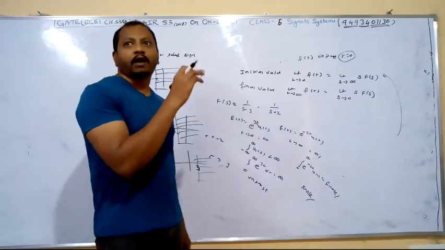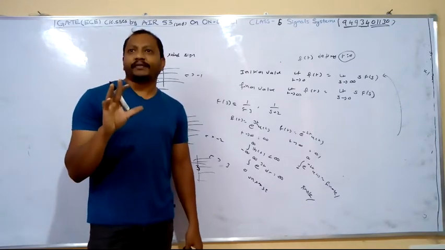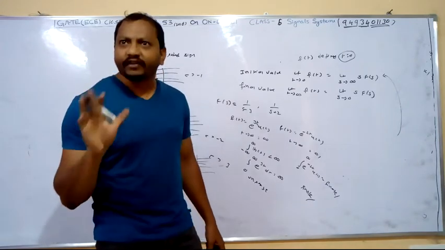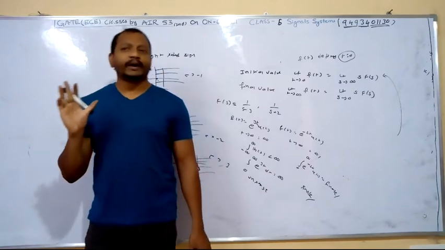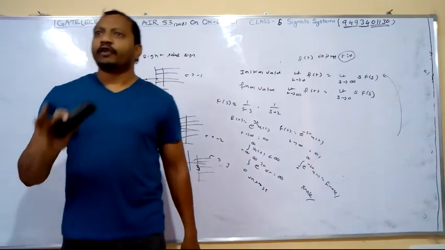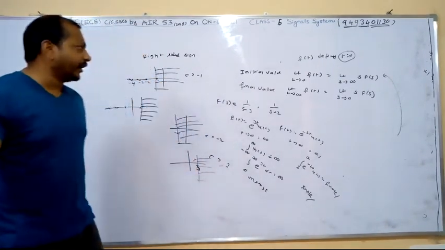Now, what about the ROC? Does the j omega axis exist in the ROC or not? If it exists, then the system is stable, no doubt at all, and we can calculate the final value. If it does not exist, the system is unstable, and we cannot calculate the final value.